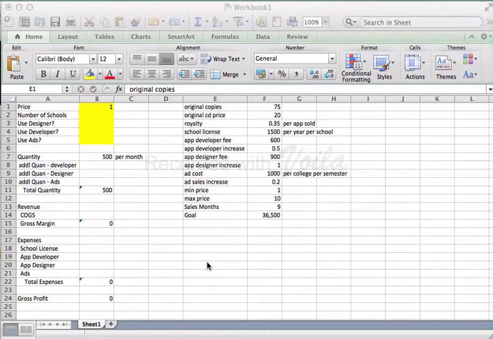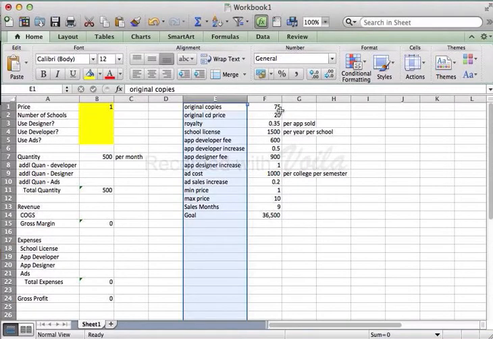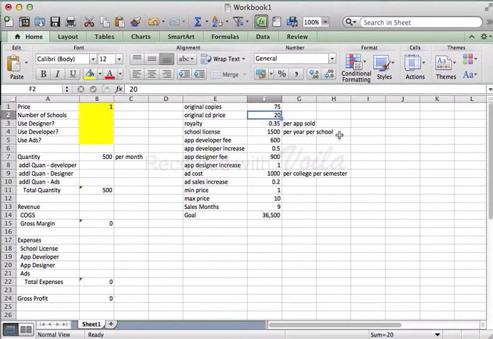Okay, here we are with the case from Zuri's B Law Review. First off, I documented the facts of the case, the number of original copies and the price she charged per copy, the royalty, the school license, the app developer fee and the increase from that fee, the app designer fee and the increase from that fee, the ad cost per college per semester, the ad sales increase, the minimum price, the maximum price, the sales months, and the goal.